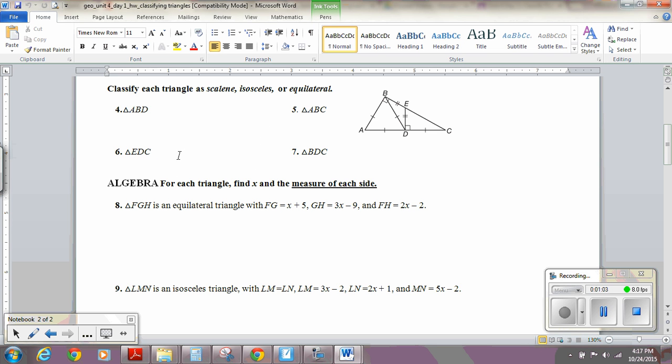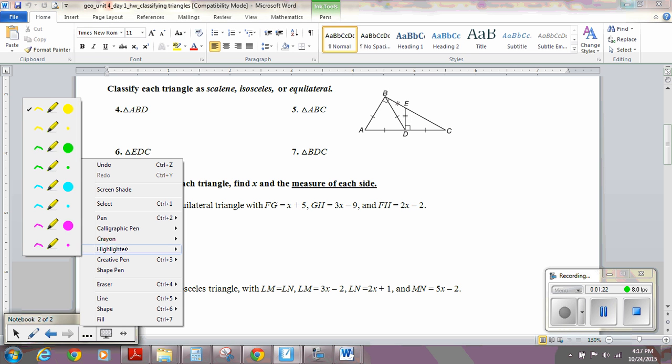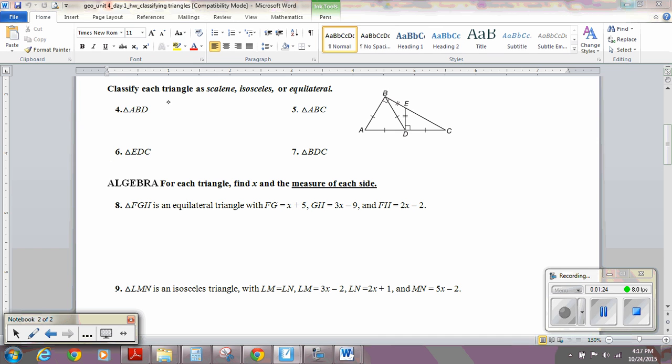In the next section, they want us to classify each triangle based off of their sides. So that way it would either be scalene, isosceles, or equilateral. So the first triangle we're going to look at is triangle ABD.